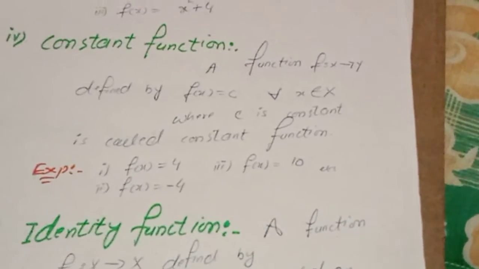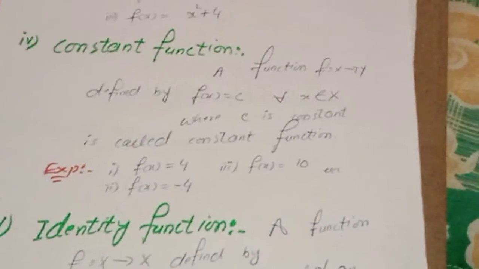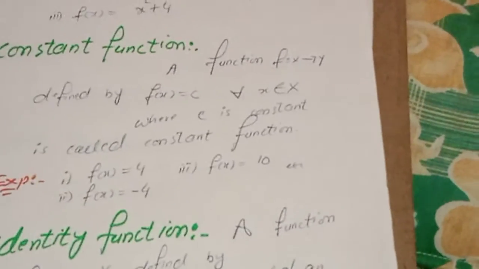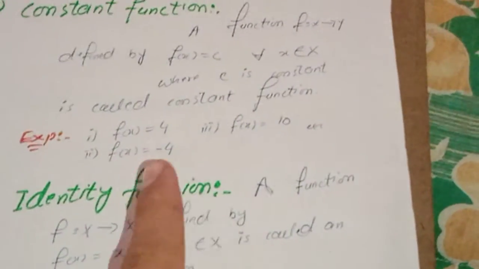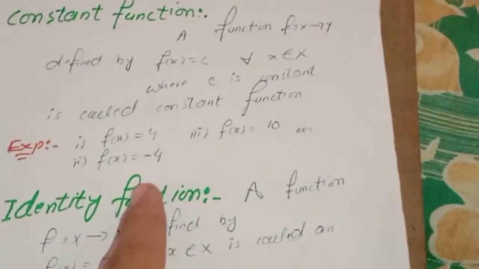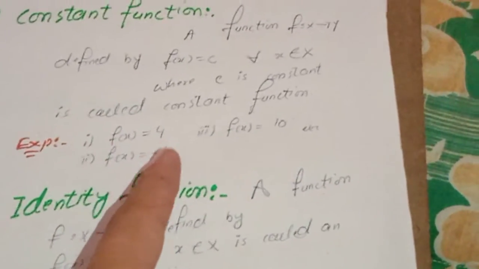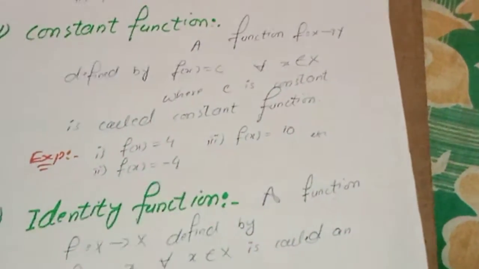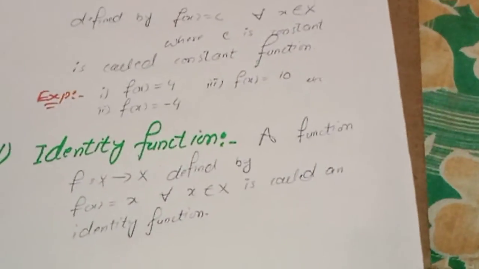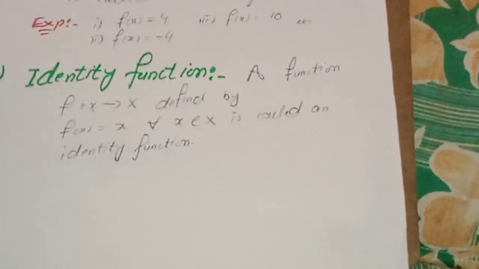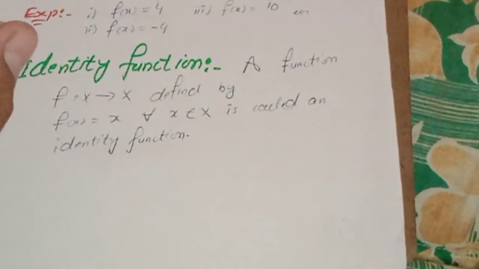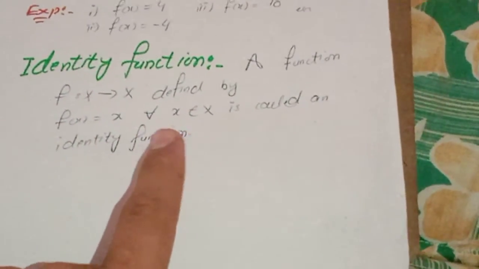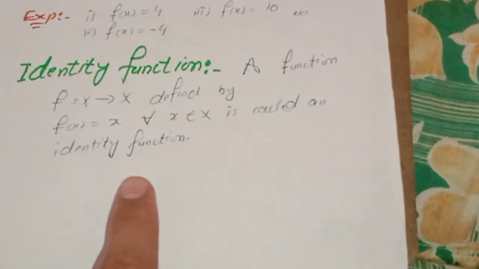A constant function is a function which gives us a constant value for all x belonging to the domain of this function. So if f(x) is equal to 4, if x is equal to minus 4, if x is equal to 10, if we put x 1, 2, 3, all real numbers, it will return a constant value which is 4, so this is a constant function. Identity function, a function f from x to x, it is a function of set x to itself defined by f(x) is equal to x for all x belong to x is called an identity function.